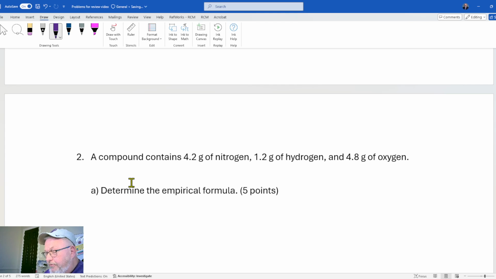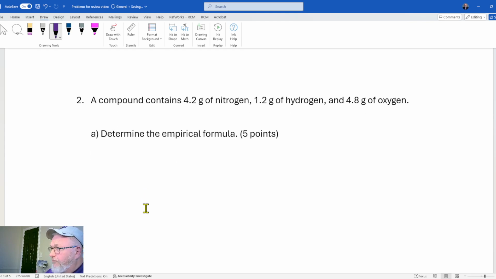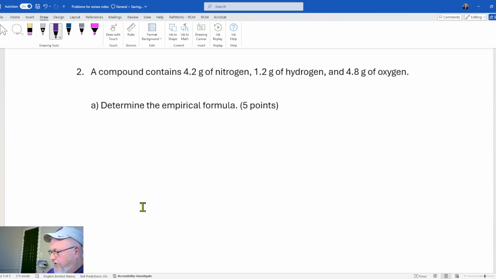Now, another thing we're going to be assessing on is your knowledge of how to do an empirical formula. Here's a compound: 4.2 grams of nitrogen, 1.2 grams of hydrogen, and 4.8 grams of oxygen. How do we get the empirical formula? Well, we got to calculate. I've got grams, so I don't have to do that little magic with the percentage.